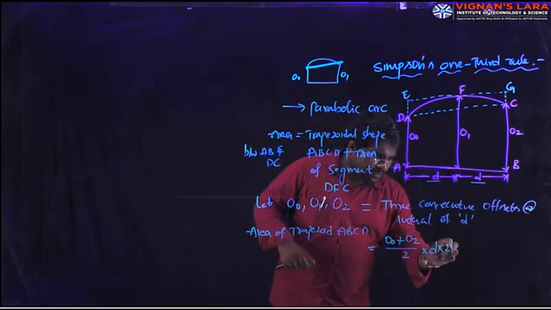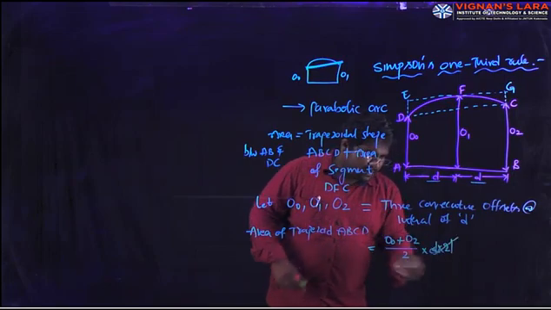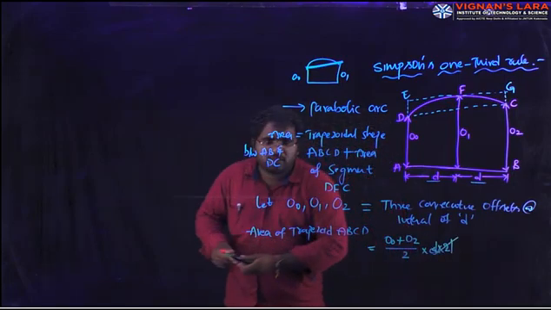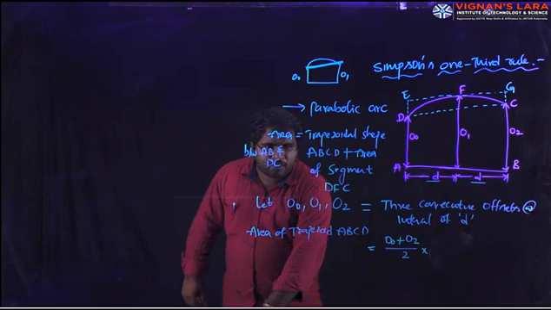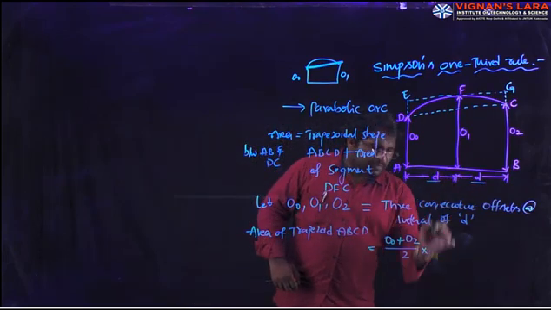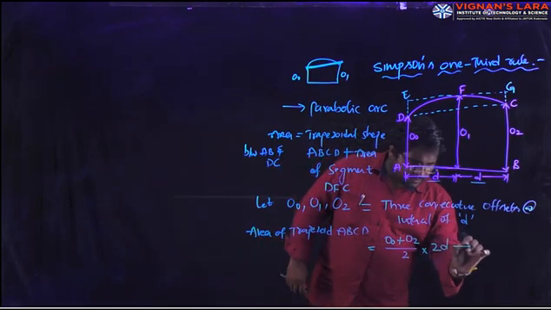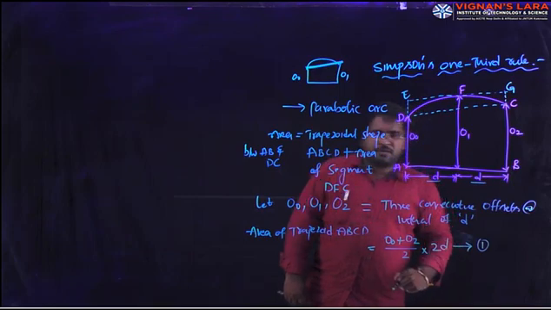2 times. Okay, so now for that we have to calculate. Here 2d plus d will become 2d. Okay, this will become 2d. We are going to take it as equation 1.